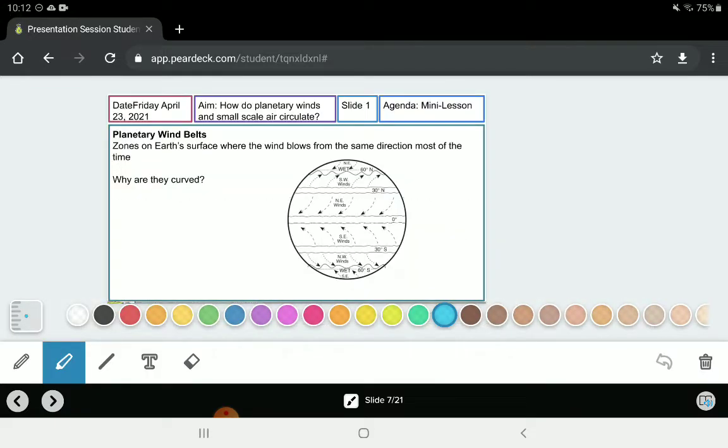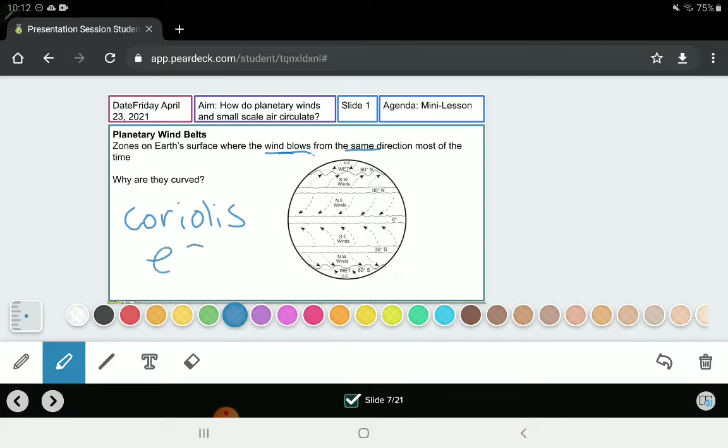These planetary wind belts are what you just drew, or at least a few slides ago should have drawn. Hopefully you did. These planetary wind belts are zones on the Earth's surface where the wind blows, generally speaking, in the same direction most of the time. Why are they curved, you might ask? They are curved due to something called the Coriolis effect.